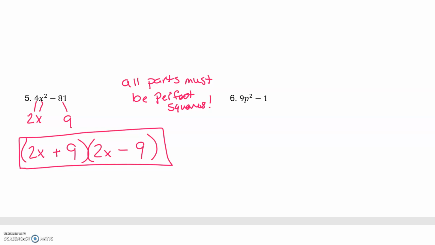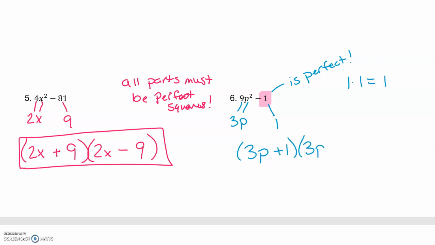Okay. Number 6 is a little bit different than number 5 just because of this piece right here. You need to make sure you understand that 1 is perfect. It definitely is a perfect square because 1 times 1 gives you 1. So 9 is the perfect square of 3, p squared is the perfect square of p, 1 is the perfect square of 1. So I'm going to have a 3p plus 1 times a 3p minus 1 for those factors.